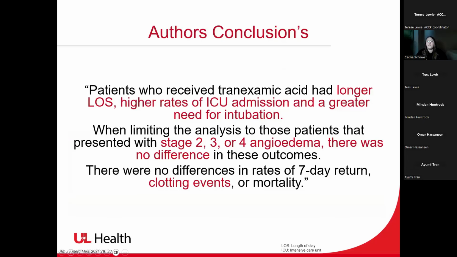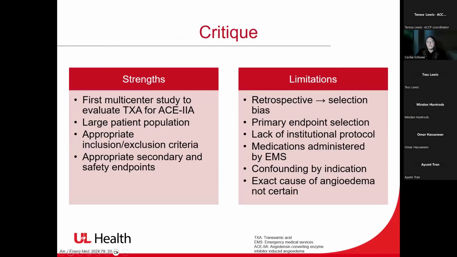So really, the authors concluded that patients who received TXA had longer length of stay, higher rates of ICU admission, and a greater need for intubation. But specifically, when looking at those patients with stage 2, 3, or 4, there was no difference in any of these outcomes. And they also noted there was no difference in our safety events in terms of clotting events or mortality. This kind of brings us to our critique of the study.